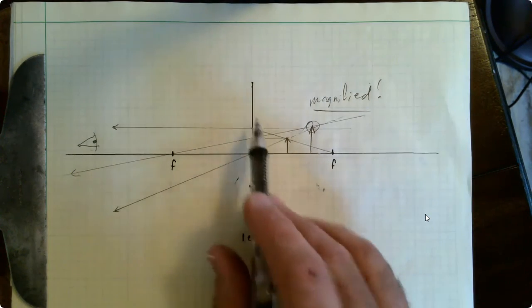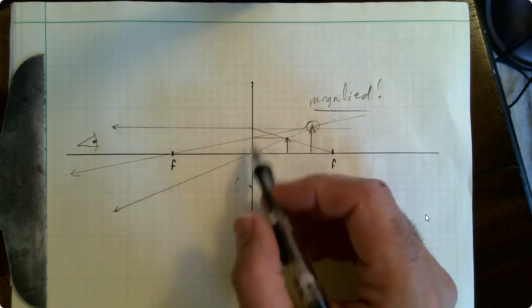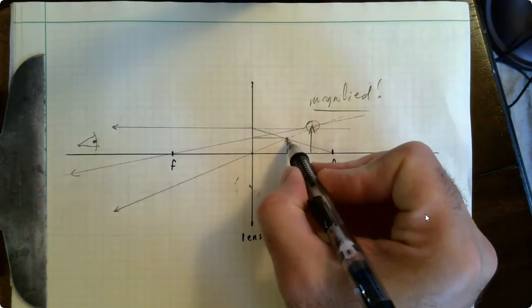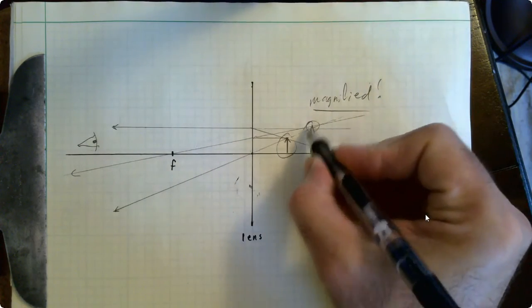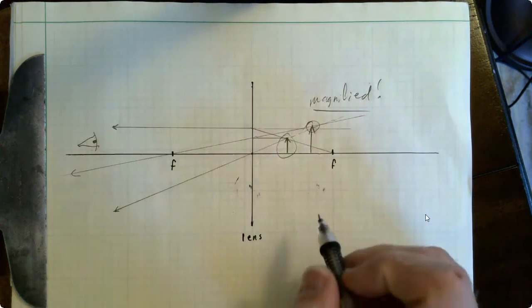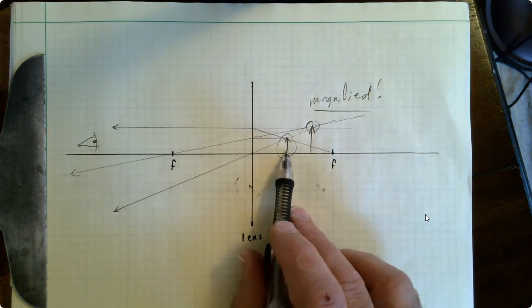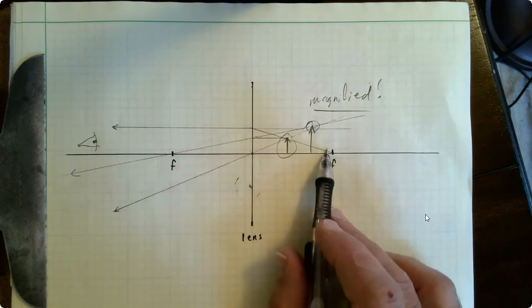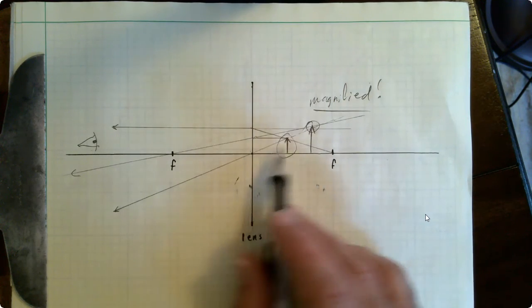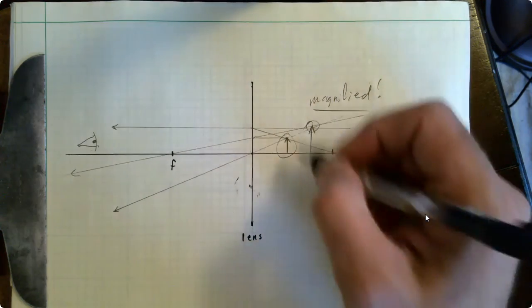If you guys have played with magnifying glasses, and you can look at your hand with it, and if you put your hand at this point, it makes your hand look bigger back behind the lens. And it depends on how close the object is to the focal point, or how close it is to the magnifying glass, about how much it magnifies.